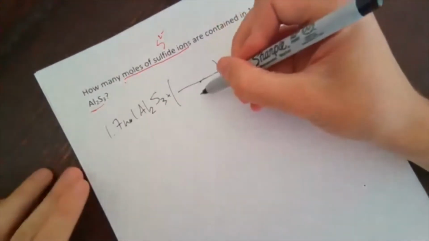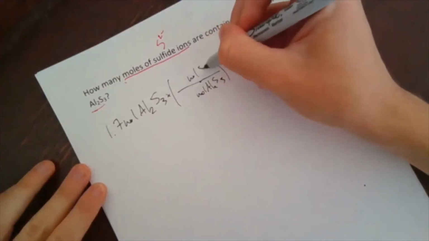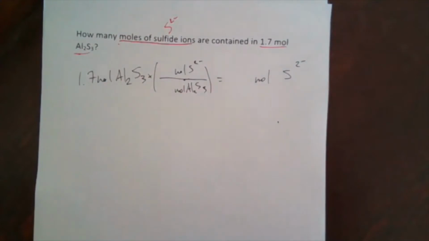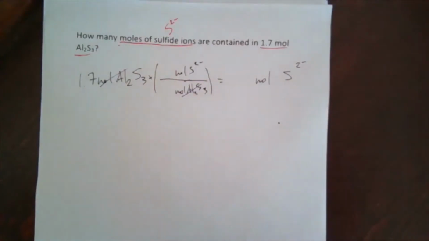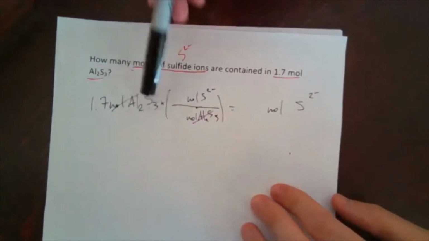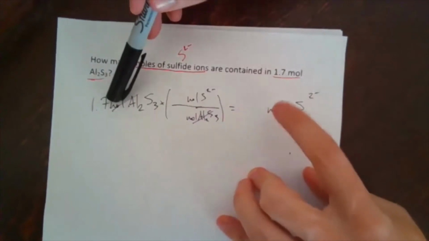Okay, and we can see we want to get rid of moles of Al2S3 and go to moles of sulfide. Those units would cancel out to give us what we wanted. And so this is moles of Al2S3. This is still moles of S2-. So moles to moles, we're not changing those.